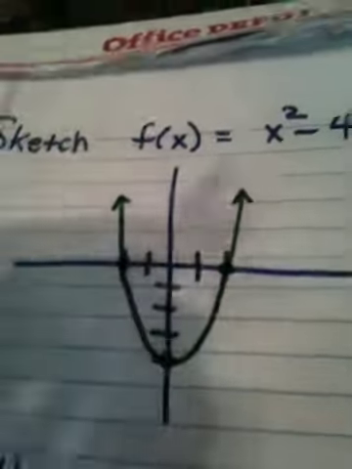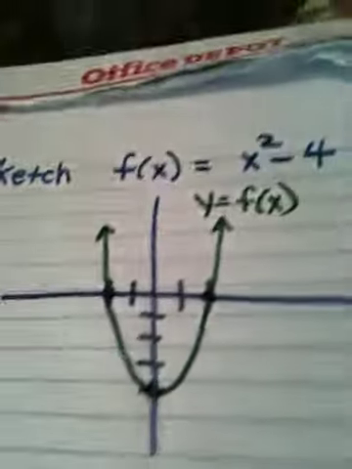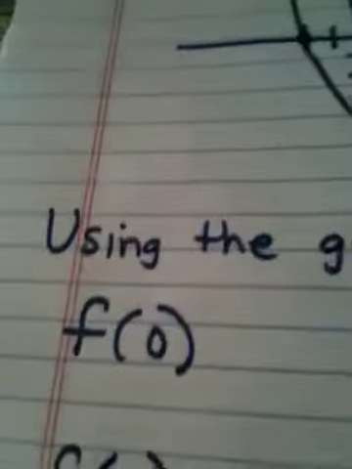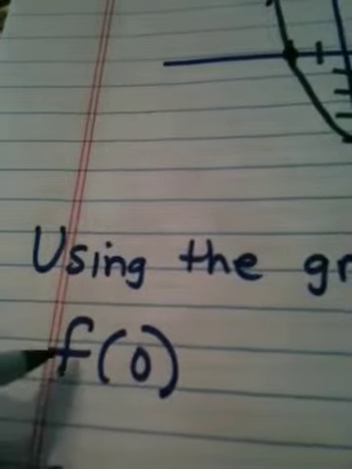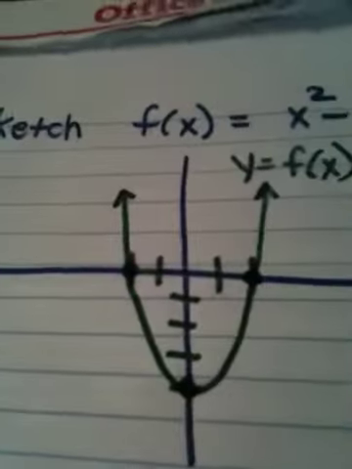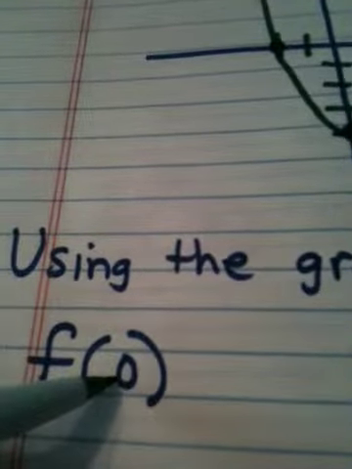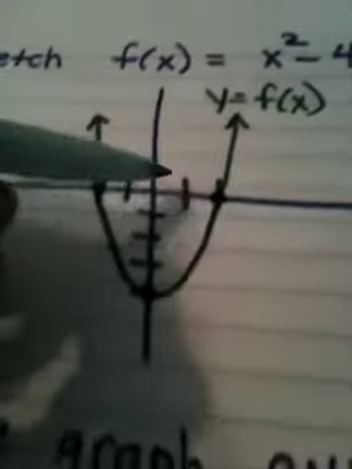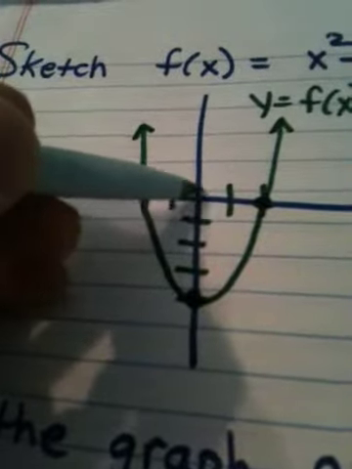Okay? So here is our graph of the function y equals f of x. Now, using the graph only, in other words, don't plug in using algebra, find f of 0. Okay, here's what I'm testing you over. F of 0. F is the name of the function which we have the graph of. That's function f, the graph of f. 0 is an x value.